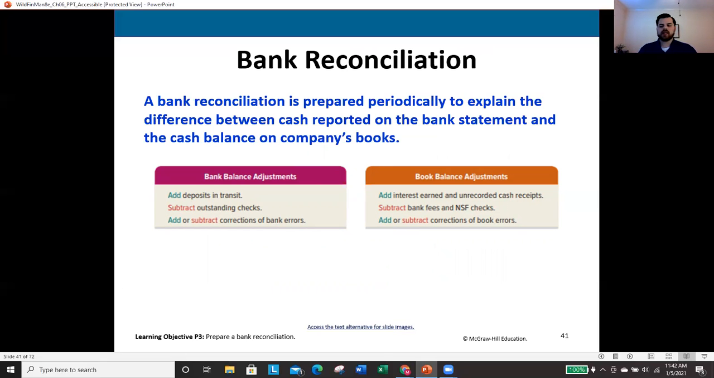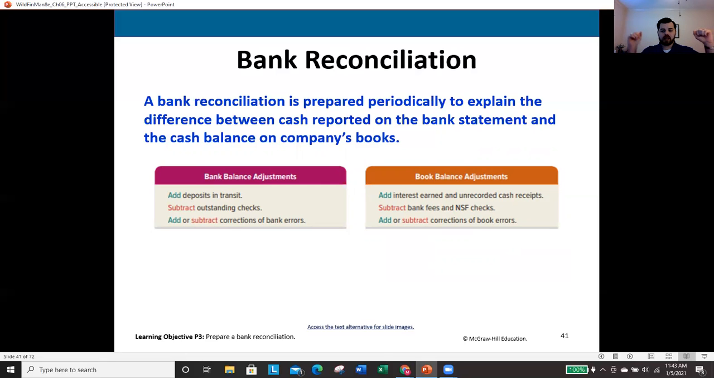So in this case, what you need to know is there's a very simple rule that will help you prepare every bank reconciliation properly. The rule is this: if you only hear one thing in this section, remember this. A bank reconciliation asks the question, who does not know about the transaction? And that's it. If somebody does not know about the transaction, they must make an adjustment.